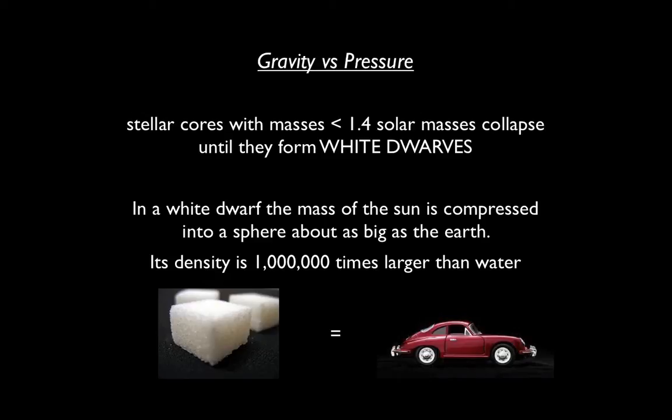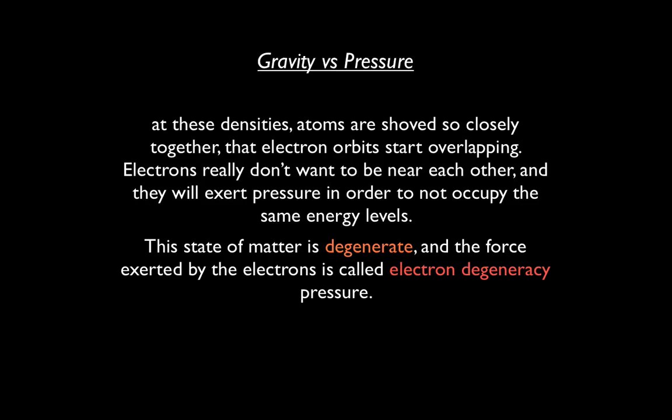And if you took a piece of white dwarf as big as a sugar cube, you would actually have the mass equivalent to the mass of an entire car. At these densities, atoms are shoved so closely together that the electron orbits start overlapping with each other. Electrons don't want to be near each other, and they will exert pressure in order to not occupy the same energy levels. We call this state of matter degenerate, and the force exerted by the electrons is called electron degeneracy pressure.